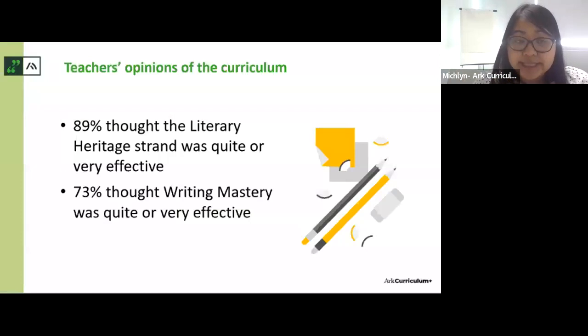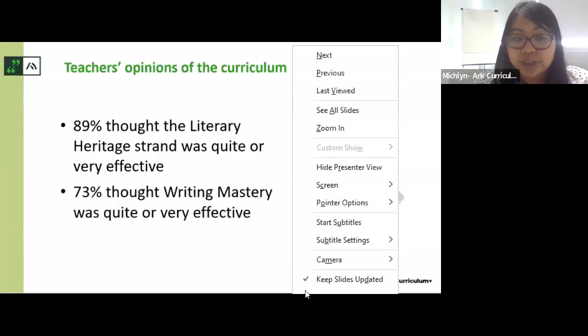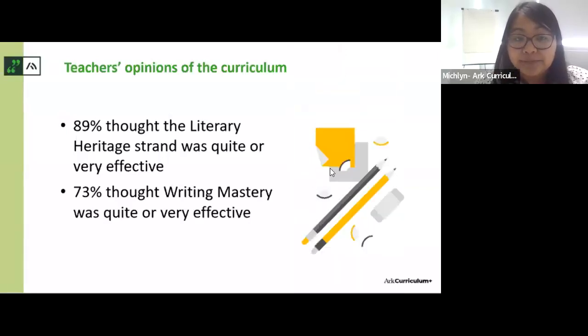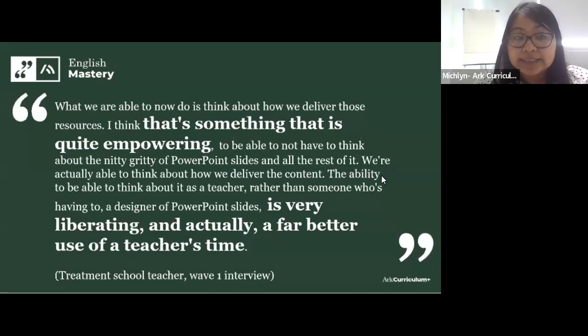So just some other stats there in terms of literary heritage. There's a difference between our literature and writing mastery strand. And actually, what's been really important from the trial is not just the curriculum itself, but also how we reduce teacher workload. Because we are a resource curriculum, because we have everything there, all teachers need to do is take those resources and plan and adapt it to their school context.